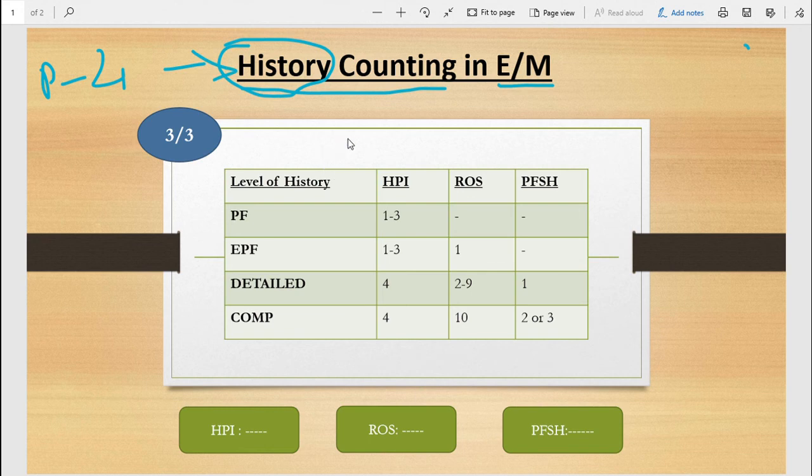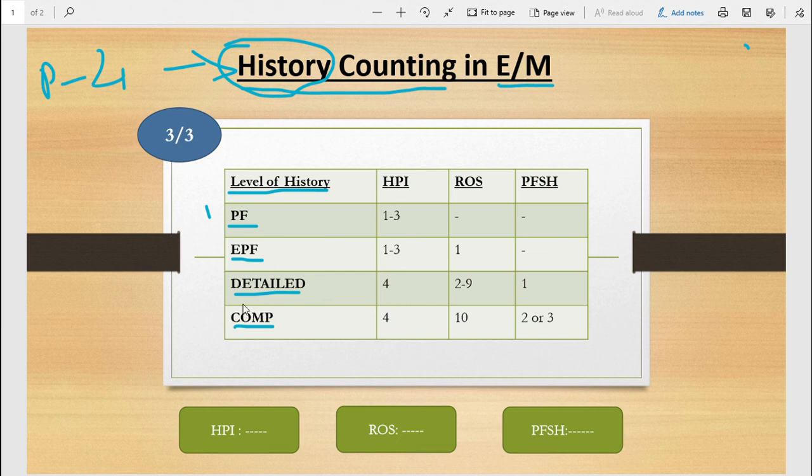Here you can see the level of history. There are a total of 4 levels of history: PF, then EPF, then detailed, and then comprehensive. PF means the lowest level and comprehensive means the highest level in history counting. Here you can see HPI, ROS and PFSH. We have to know how to count HPI, ROS and PFSH. I have already explained that in my previous videos: E/M part 1 for HPI, part 2 for ROS, part 3 for PFSH.